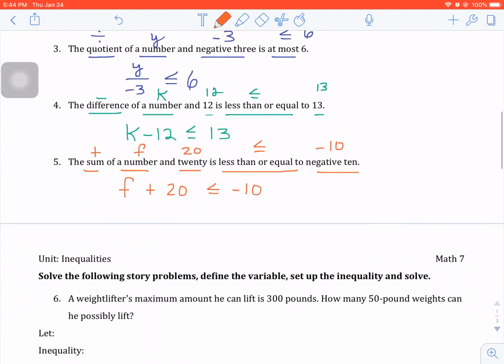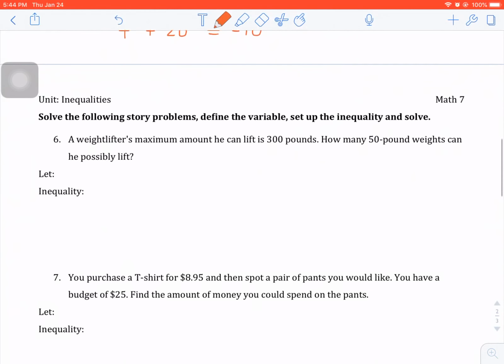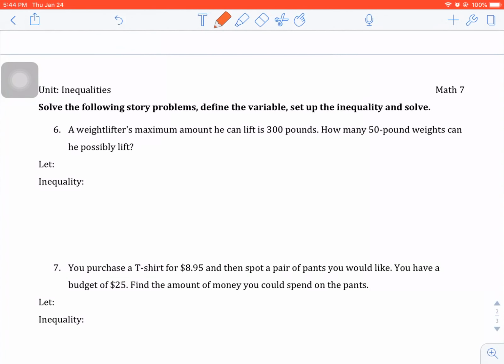Okay, so let's go ahead and go to the back of your paper. And we're going to go over some word problems or story problems. And don't forget, we've got to define the variable. We're going to set up an inequality and solve. And then we always want to include our units. And on these, we are going to go ahead and write our answer as a complete sentence so that you can get used to the different phrases and how to answer inequality problems.